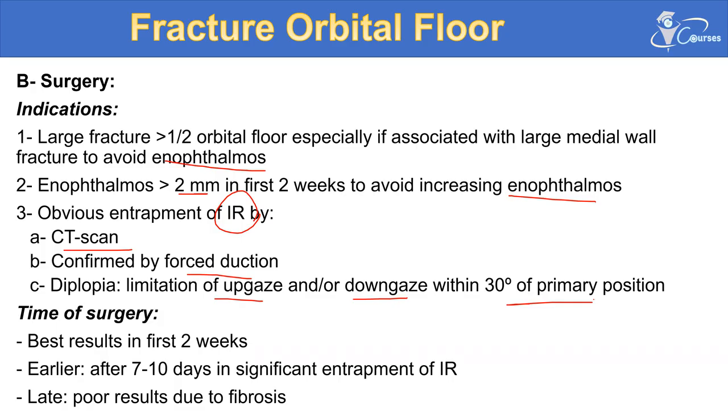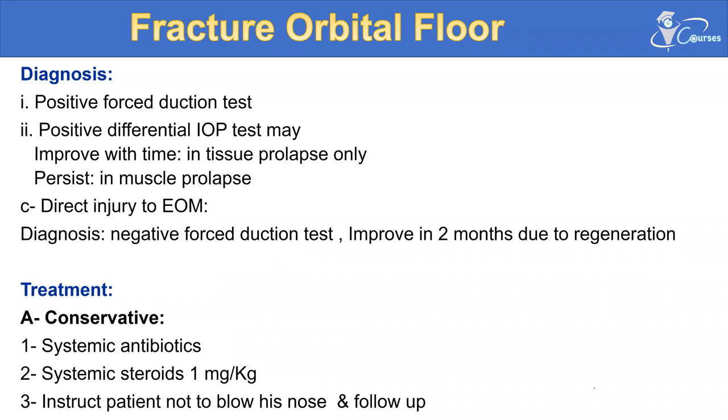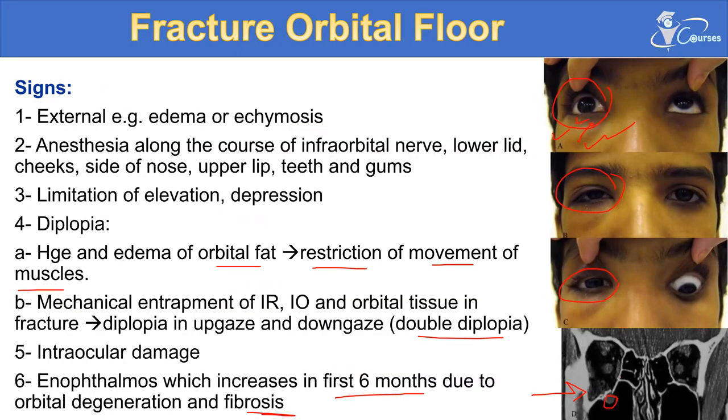So the best timing of the surgery is in the first 2 weeks. And we can do the surgery earlier if there is significant inferior rectus entrapment. And we can do it even much earlier, as an emergency, in children. For children, there is what's called a trapdoor fracture or greenstick fracture. What does it mean? Let's say this is a child. This child has a floor fracture, which is a trapdoor.